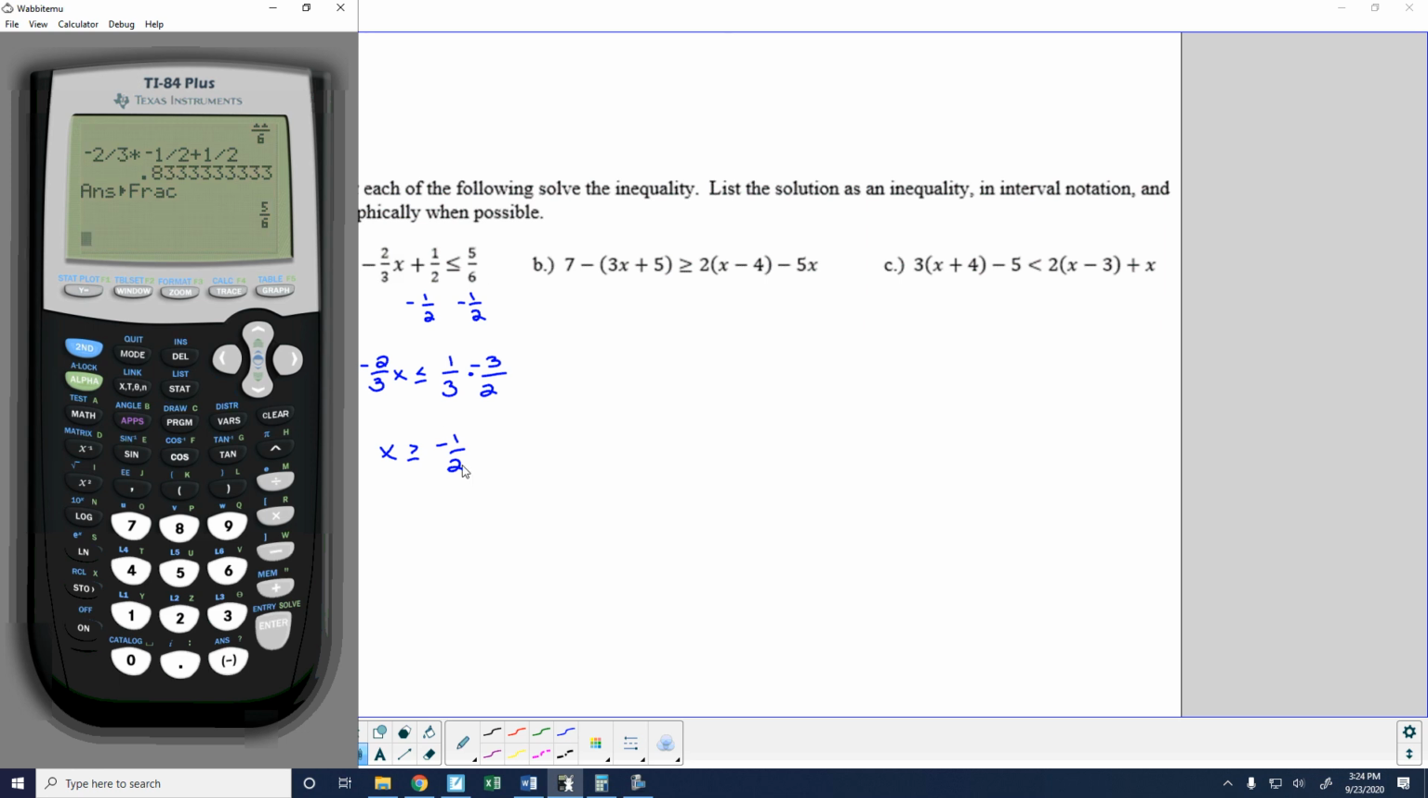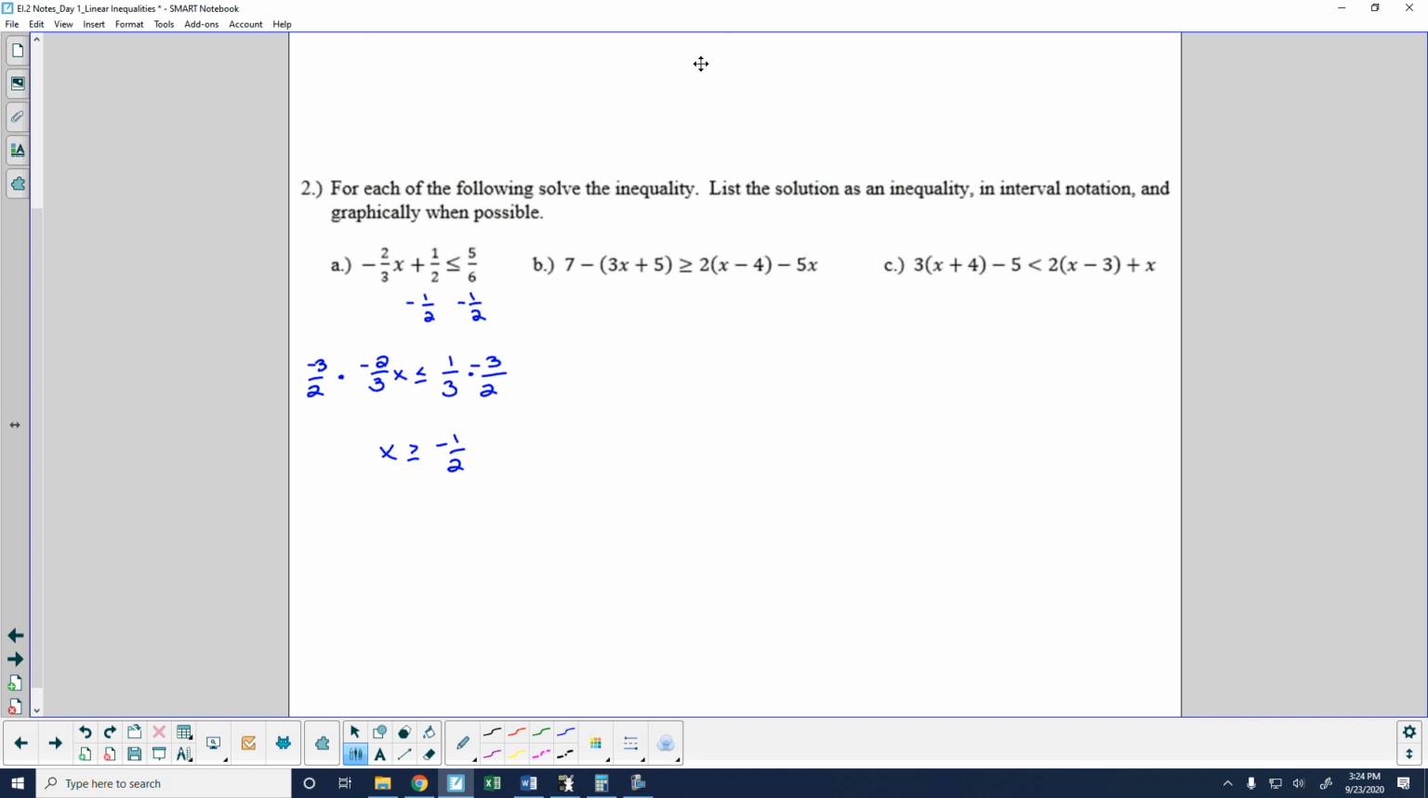Now I could also use a number that's greater than negative 1/2. So let's use 0. I do negative 2/3 times 0 plus 1/2, and that would be 1/2. 1/2 is less than or equal to 5/6, so this would still work. So we do have a good solution here: x is greater than or equal to negative 1/2.